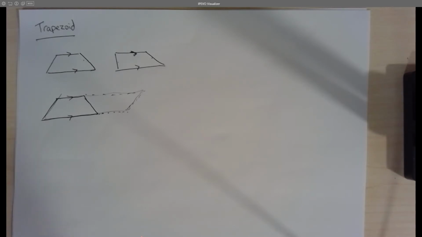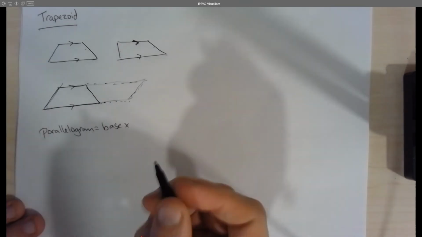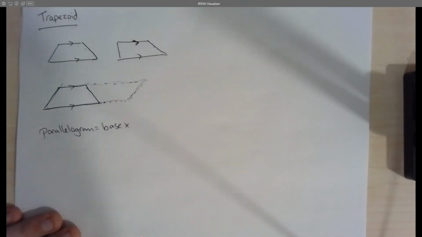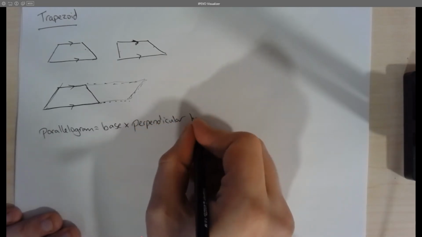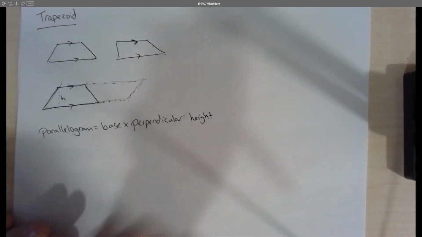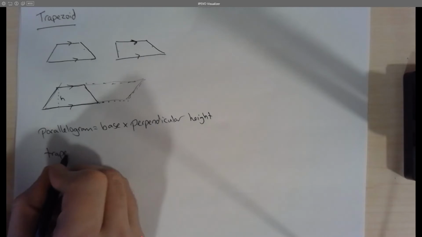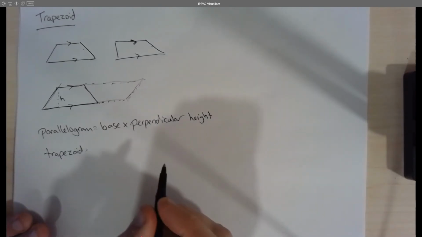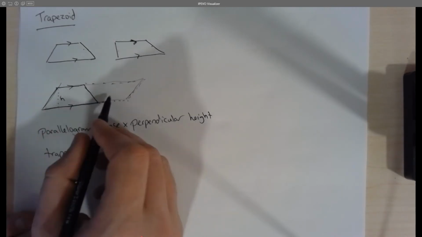So if we think about this as sort of like a parallelogram, remember that our parallelogram formula was base times the perpendicular height. Perpendicular height was the height between the two parallel lines. Well, we're going to use the same idea here. A trapezoid is kind of like the same thing, where we have base times perpendicular height, but we have two of them.